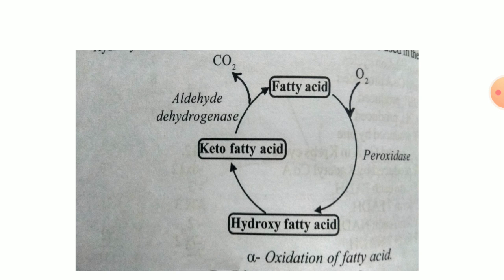You can just see the diagram. In the alpha oxidation, the fatty acid is first oxidized at the alpha carbon, resulting in the formation of hydroxy fatty acid. This reaction is catalyzed by the enzyme peroxidase. The hydroxy fatty acid is again oxidized to produce keto fatty acid.